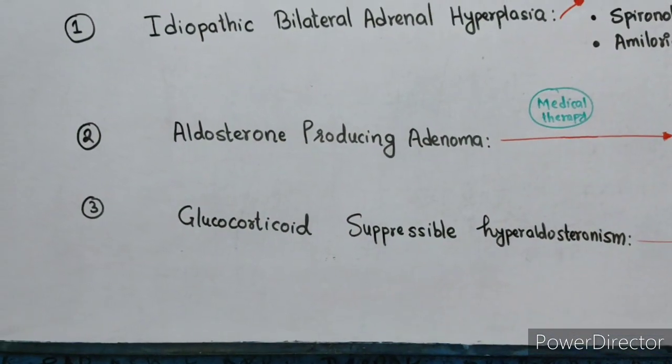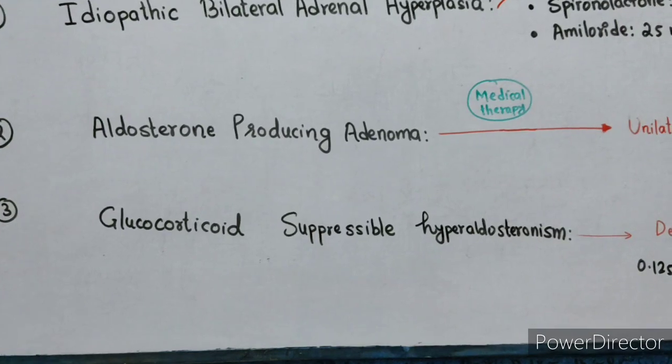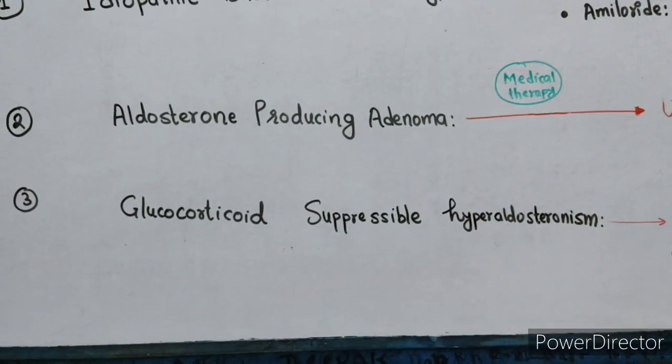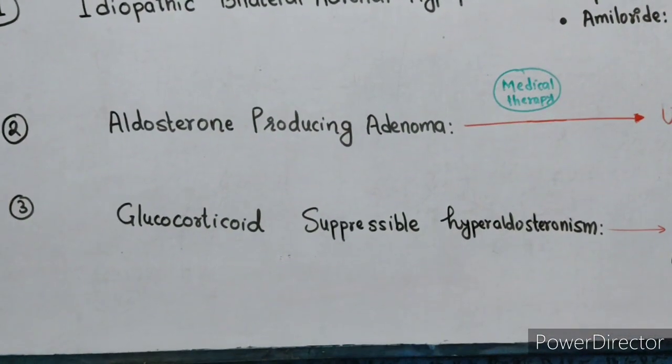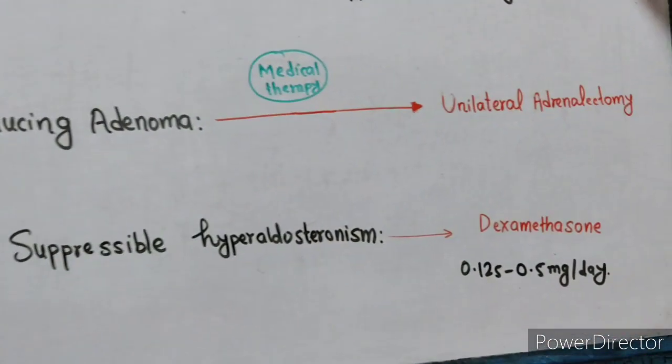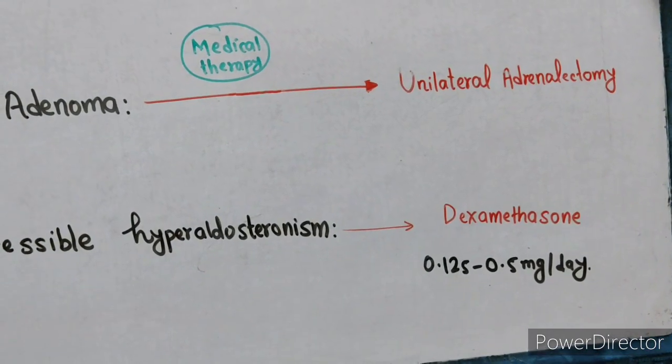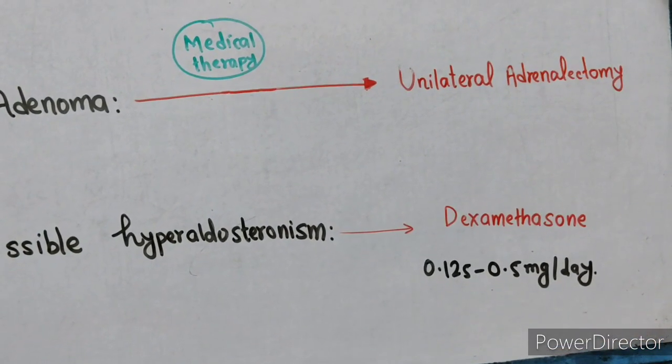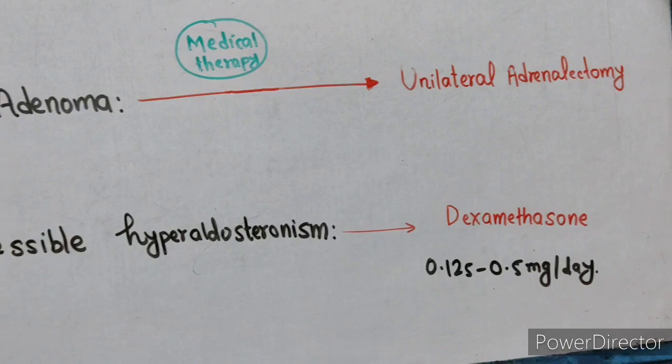And if the cause is glucocorticoid suppressible hyperaldosteronism, then there is no use of giving spironolactone or amiloride because the pathogenesis is quite different. So in this disease, dexamethasone, that is exogenous glucocorticoid, should be given in the dose 0.125 to 0.5 mg per day.